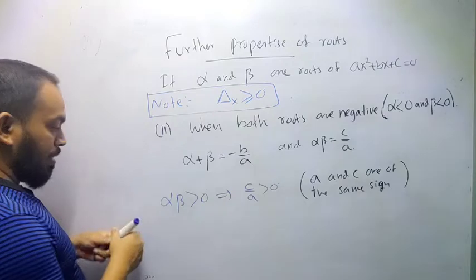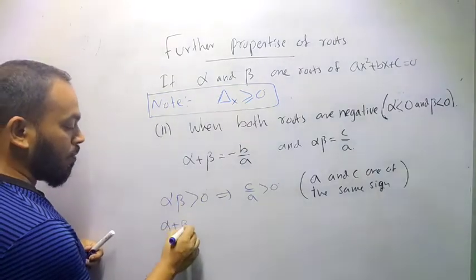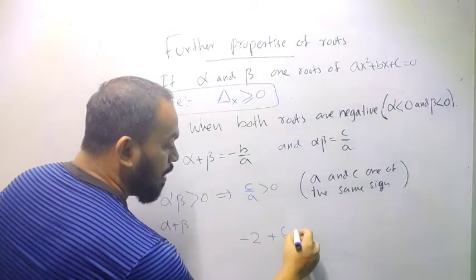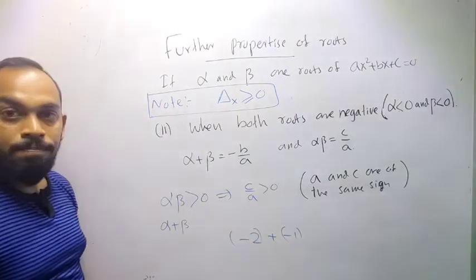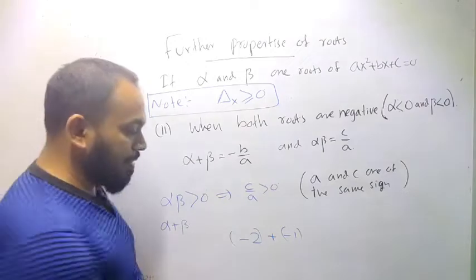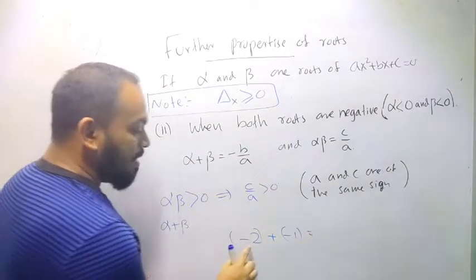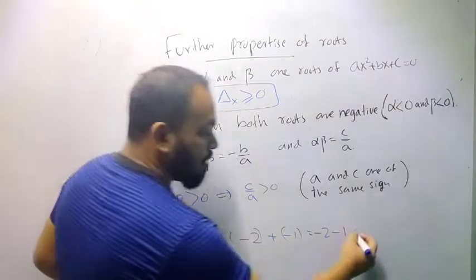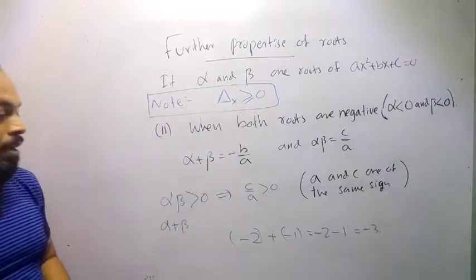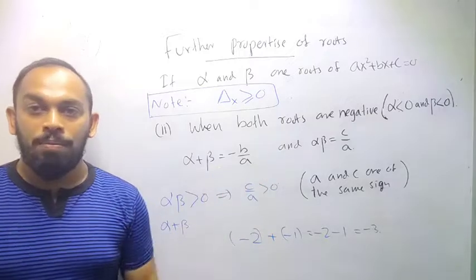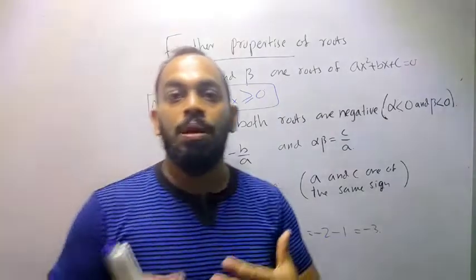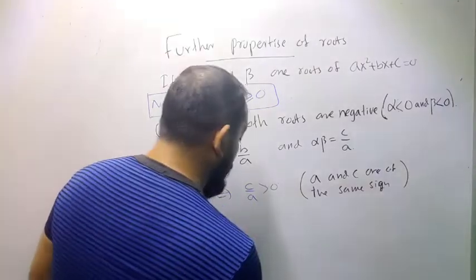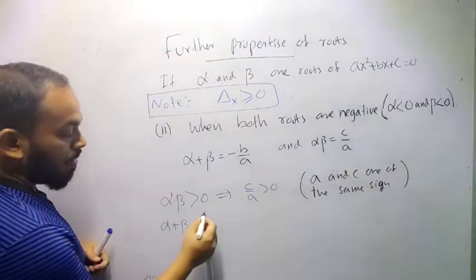So what about the addition of two negative numbers? That means negative 2 plus negative 1. If we add these two, what do you get? Negative 3. You can see if you add two negative numbers, you will definitely get a negative value. It will always be negative. So the addition would be negative.